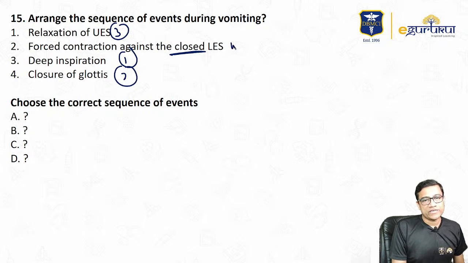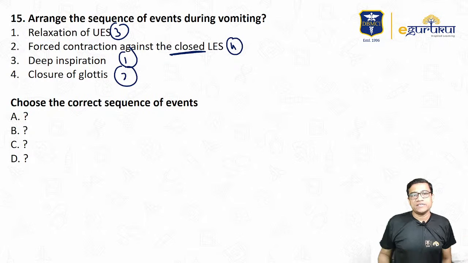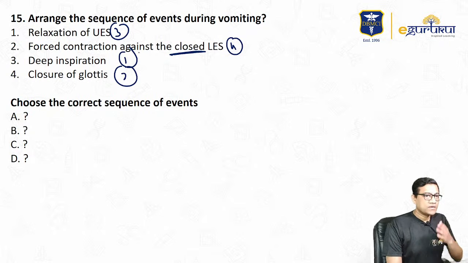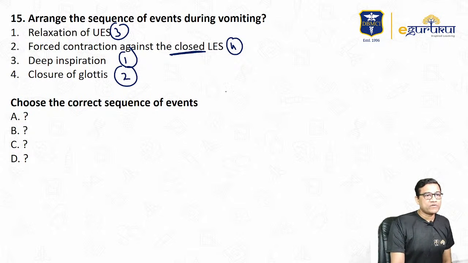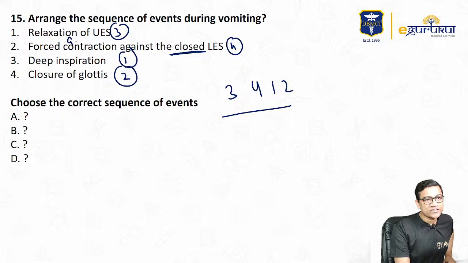And then there is contraction. So contraction will occur, so that it goes against. Okay, fine. So we'll go with what order? 3, 4, 1, 2. 3, 4, 1, 2 will be the order. Contraction will occur in the stomach. It's forced gastric contractions. Okay.